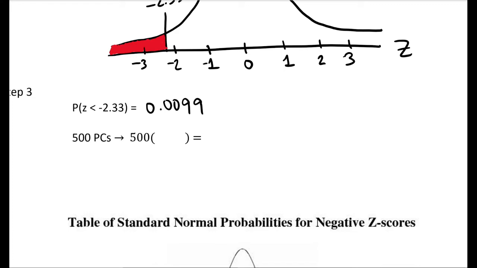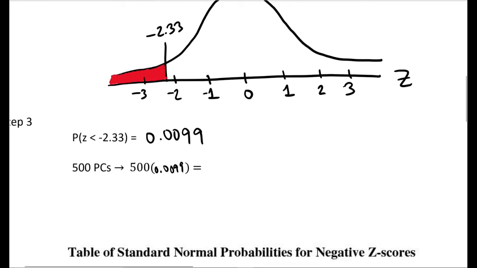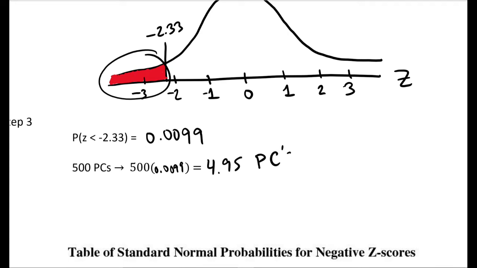So we're going to take that decimal and multiply by 500. And that will tell us about how many PCs use that much power. Now we know that should be very small because the area here is very small. So there shouldn't be that many PCs using that much power. So in fact, if you multiply those two together, you get about 4.95 PCs.